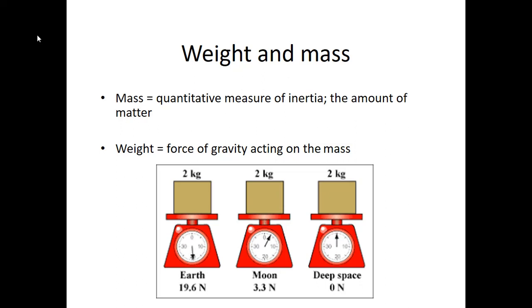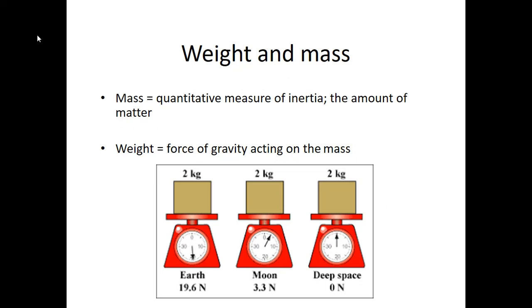Here we can see the difference between an Earth, a moon, and deep space. On the Earth, a 2 kilogram mass weighs about 19.6 newtons. On the moon, a 2 kilogram mass weighs 3.3 newtons, and in deep space, where gravity is very small, the 2 kilogram mass weighs 0 newtons.